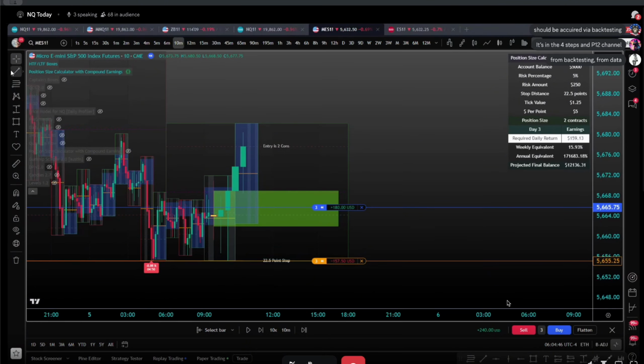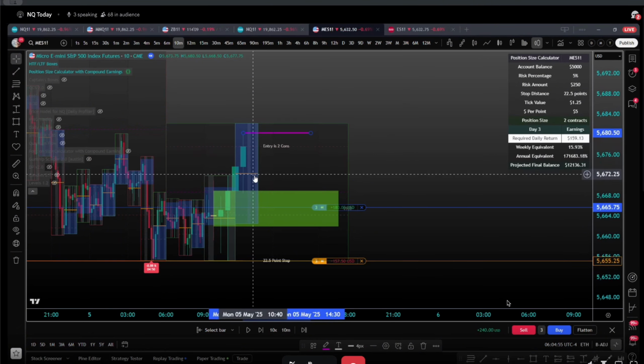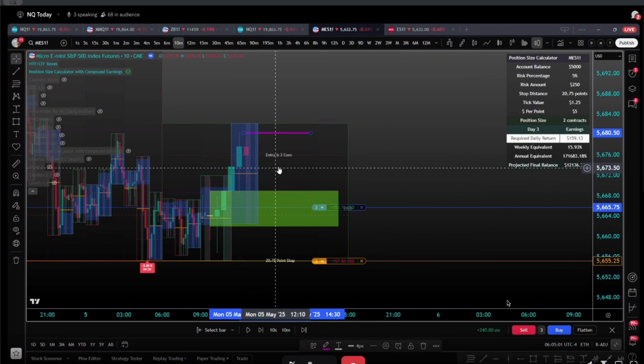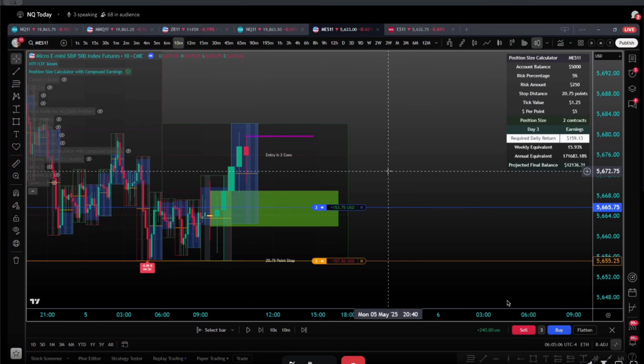So now we have a pullback right here. So we know we need to close above this. We also know that we're in the 10 o'clock hour and that 11 o'clock might give us the entry. So now we can't enter yet. We have to put our stop right there.